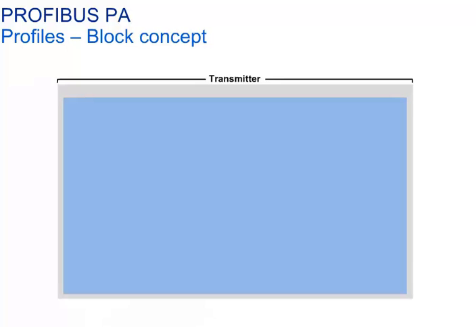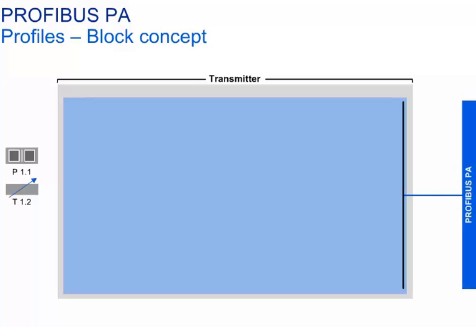The Profibus profile also defines the block concept. What does this mean? In the illustration, you can see a Profibus transmitter with the measuring cell on the left and a Profibus connector on the right. The gray box represents the field device housing. The light blue boxes are the field device electronics. Every field device includes 3 different blocks.